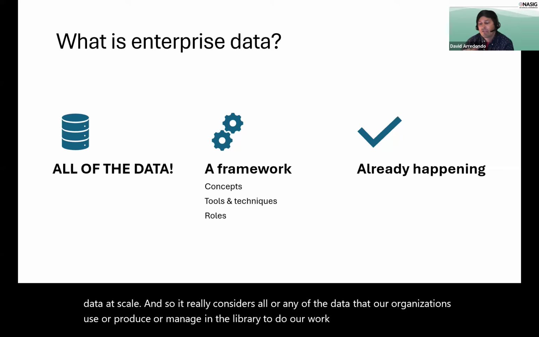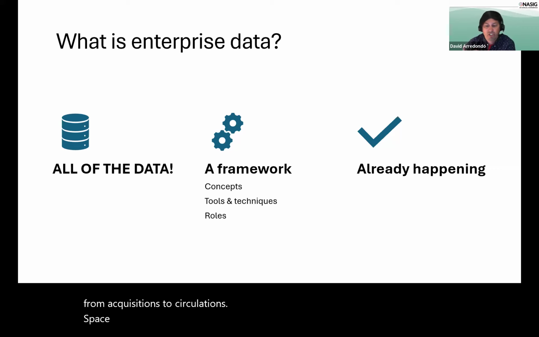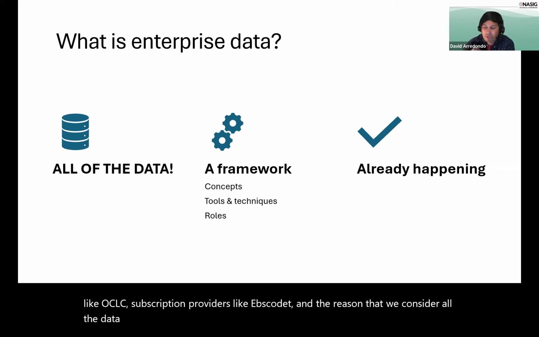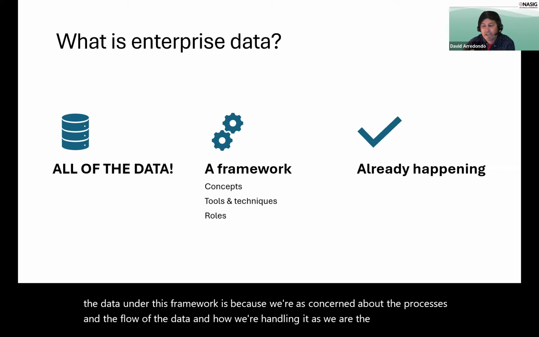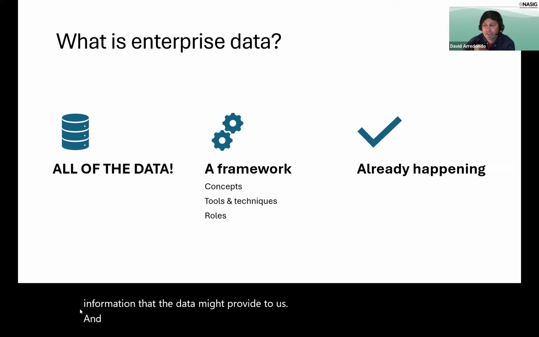So this can be anything from acquisitions to circulations, space utilizations, reference and instruction, survey responses, external data sources like OCLC, subscription providers like EBSCOnet. And the reason that we consider all the data under this framework is because we're as concerned about the processes and the flow of the data and how we're handling it as we are the actual information that the data might provide to us.